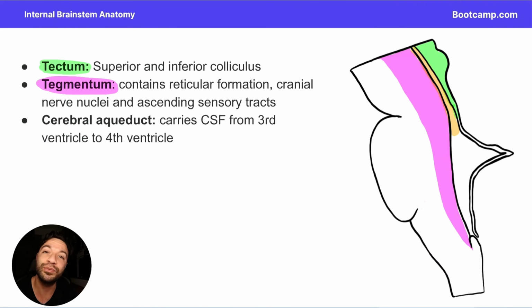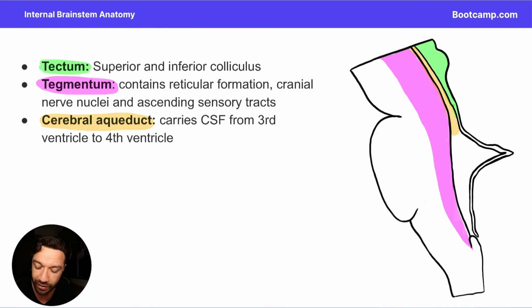And then found between the tectum and the tegmentum, we have this little channel, and this channel is found between the third ventricle up here and the fourth ventricle down here. And this channel is known as the cerebral aqueduct.